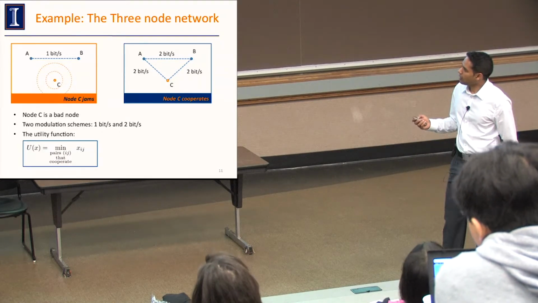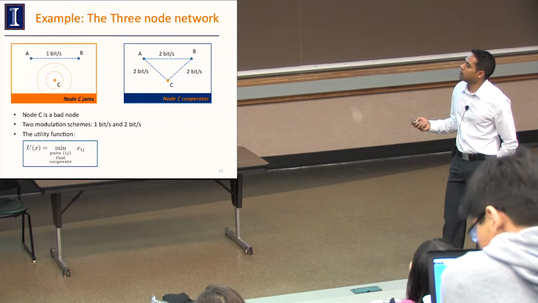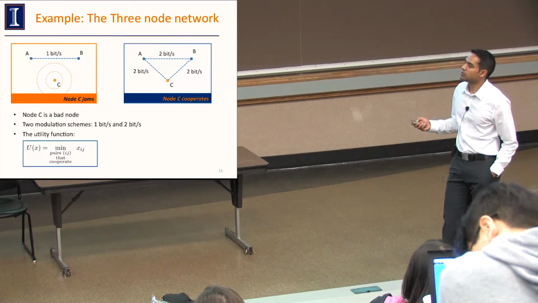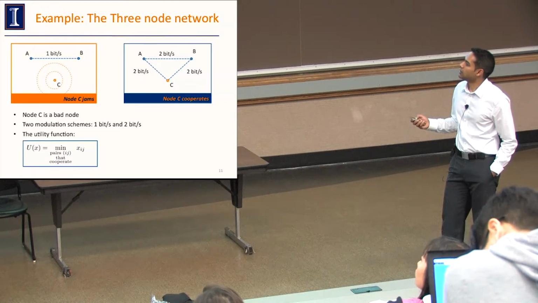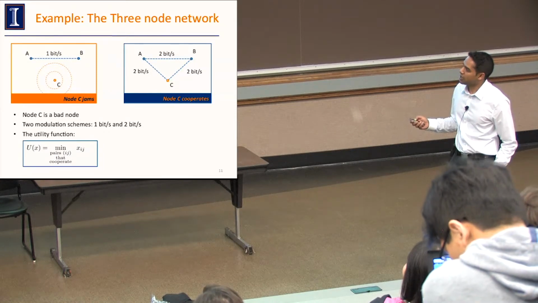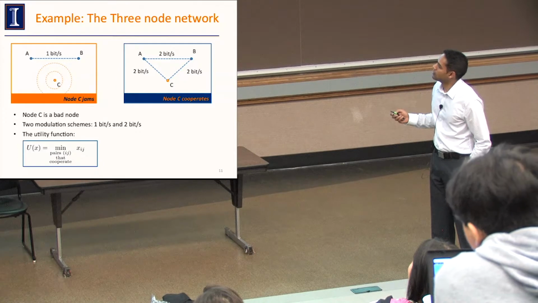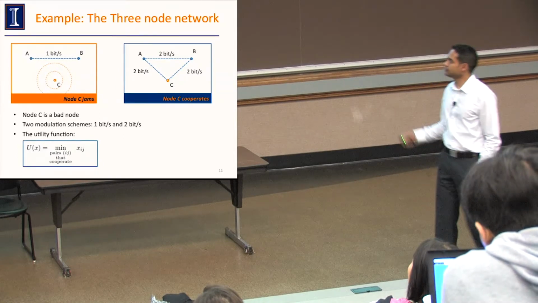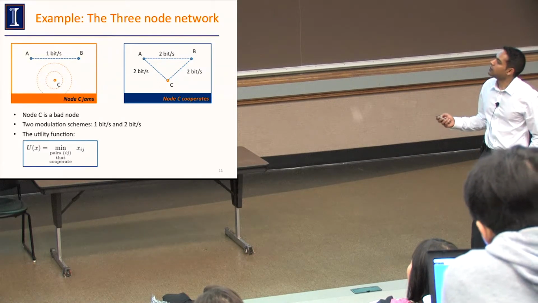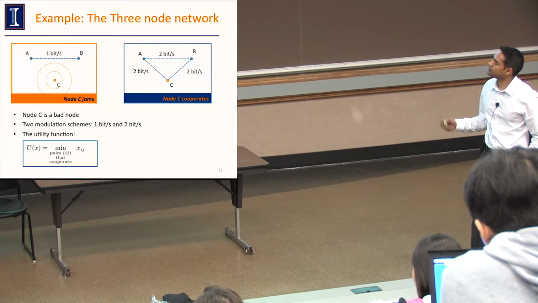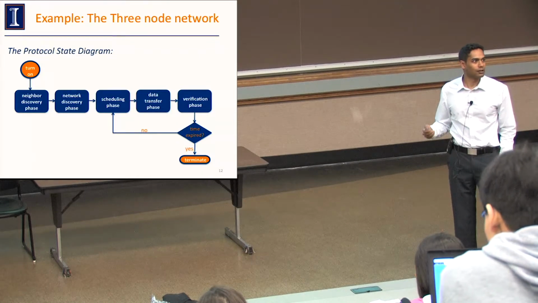And node A and B can communicate. When C jams, the communication rate between A and B is 1 bit per second. But if C doesn't jam, then the communication rate is 2 bits per second. And we're going to use a simple utility function, which is basically the minimum rate over all the pairs that are cooperating. So this is the example network that I'm going to walk the protocol through.